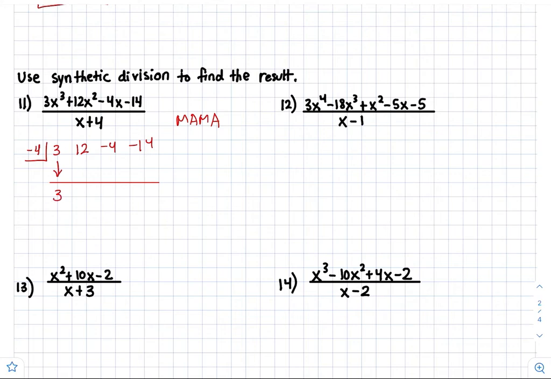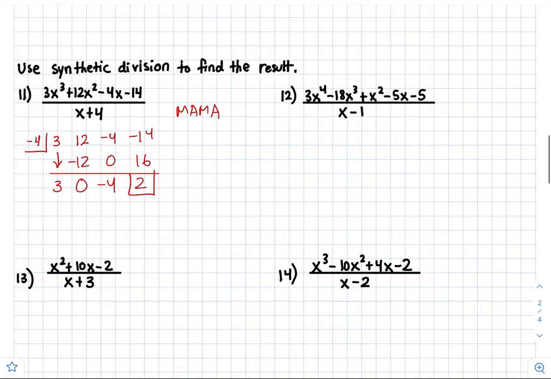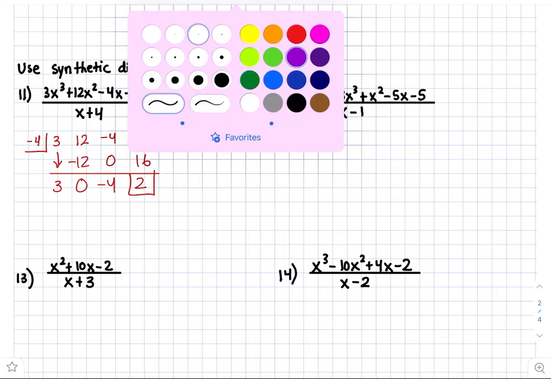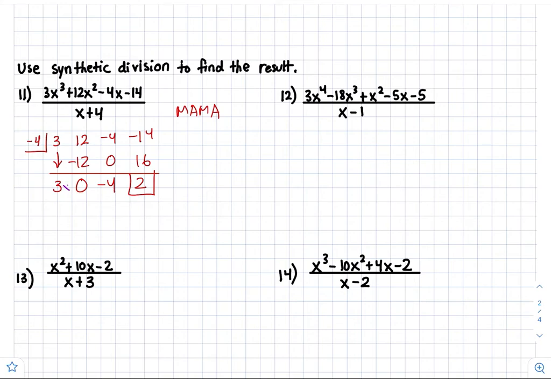and you guys multiply. 3 times -4 is -12. You add 0. 0 times -4, you guys, is 0. Add -4. -4 times -4, you guys, is 16. Add 2. So, and now remember, if you guys forgot, since we had x to the third, all of these are 1 degree less. So x to the second, x, and constant.